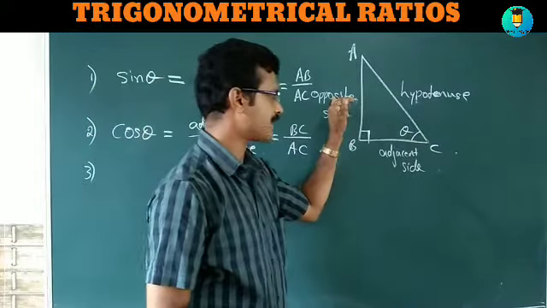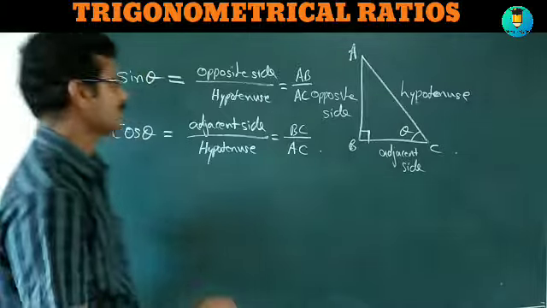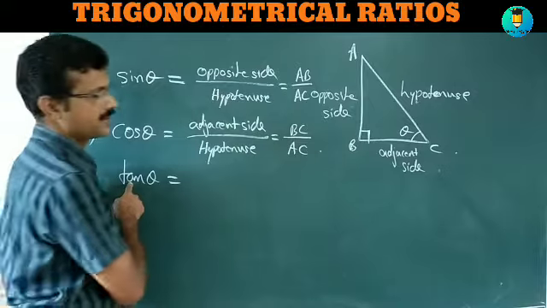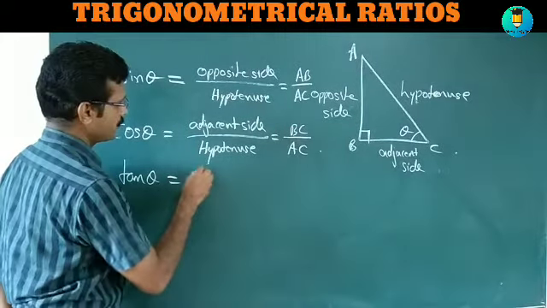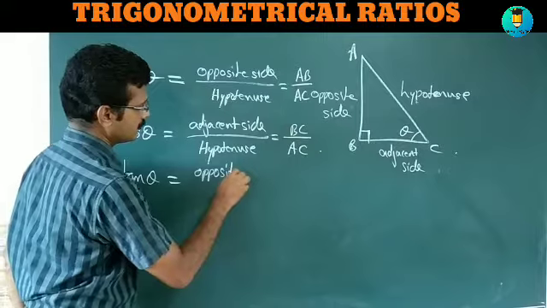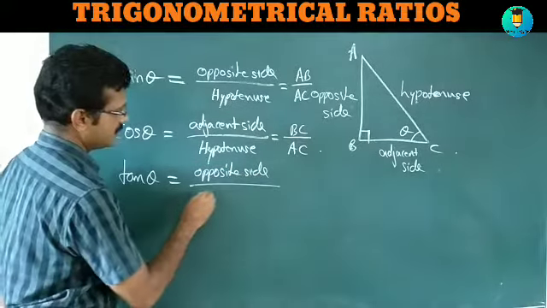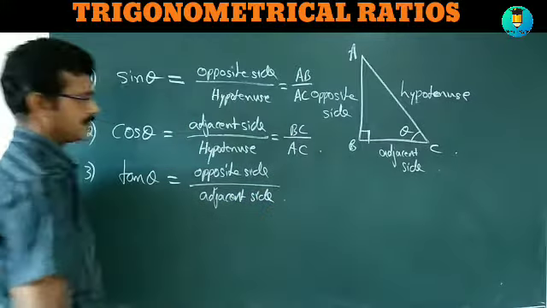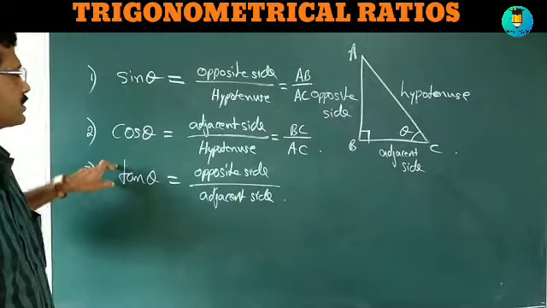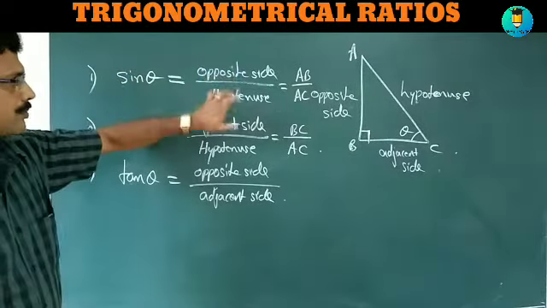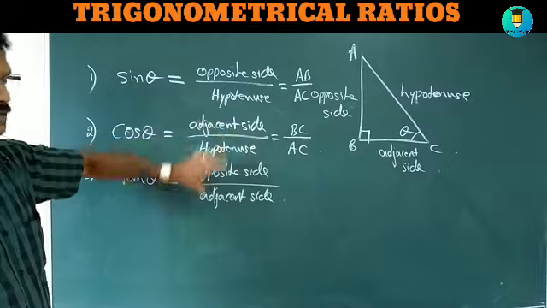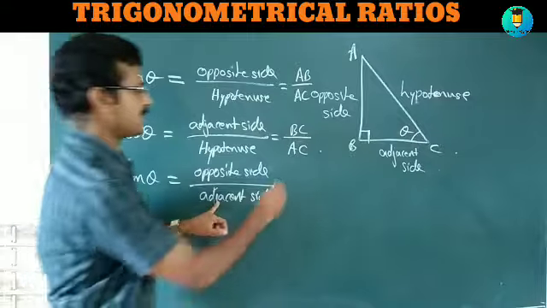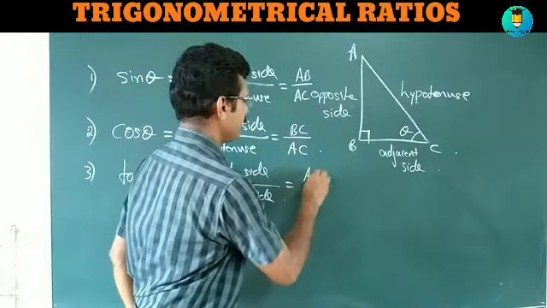Now the third one is the relation between opposite side and adjacent side. That is known as tan theta. Tan theta is the name of the ratio. Tan theta is equal to opposite side by adjacent side. These are three basic ratios. That is, sin theta is opposite by hypotenuse. You have to learn, you have to memorize these ratios. Cos theta is adjacent side by hypotenuse. Tan theta is opposite side by adjacent side, that is AB by BC.